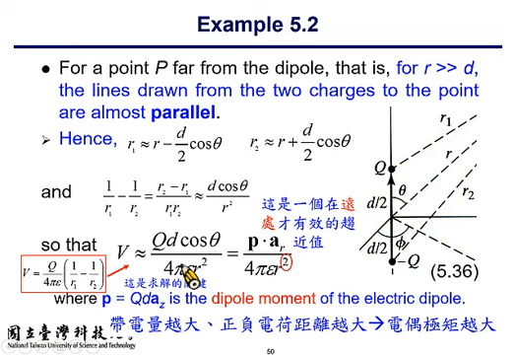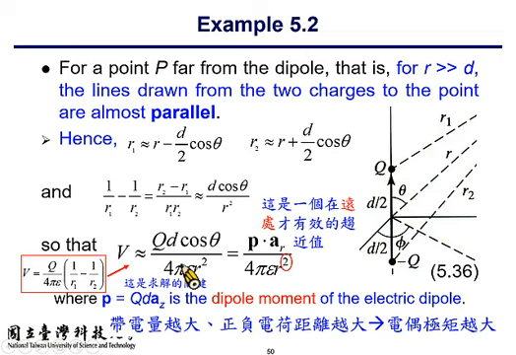As you can see from this expression, similarly, R2 is a little bit longer than R, and the difference in distance can be expressed as d over 2 times cosine theta. They are the same angle theta, and it's added on top of R.